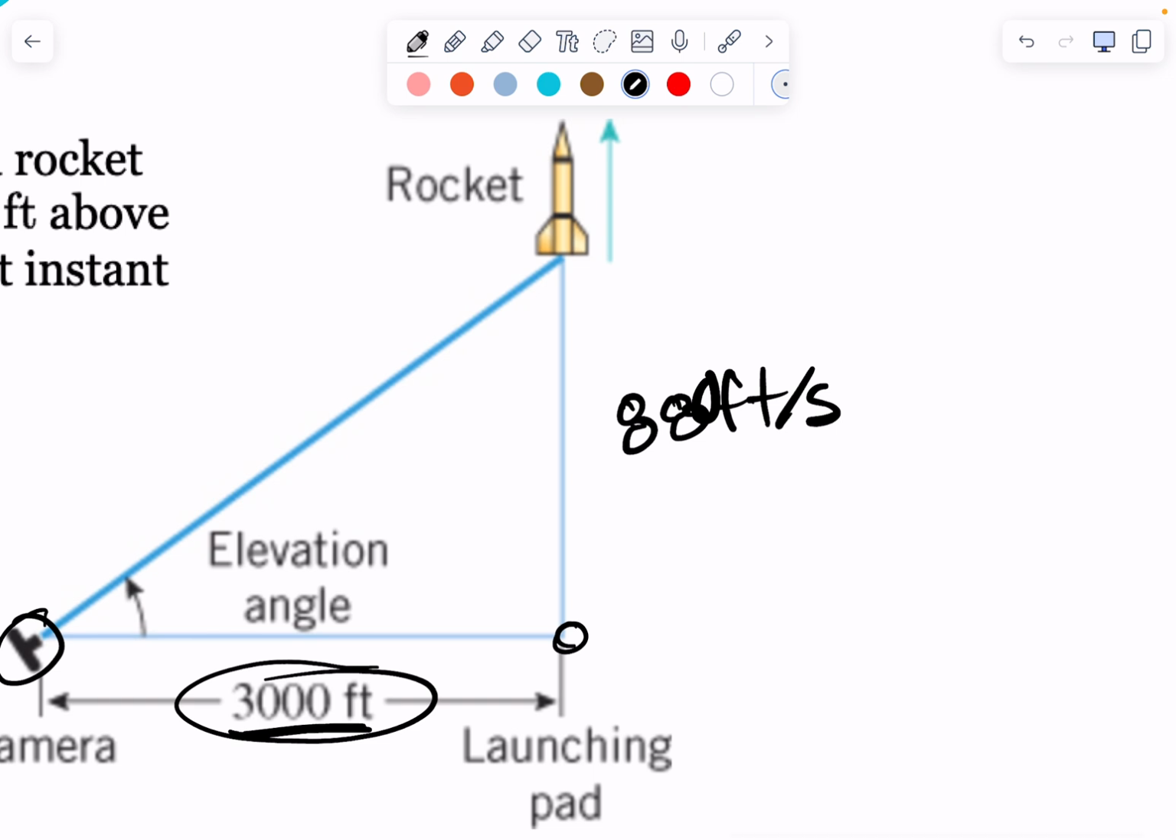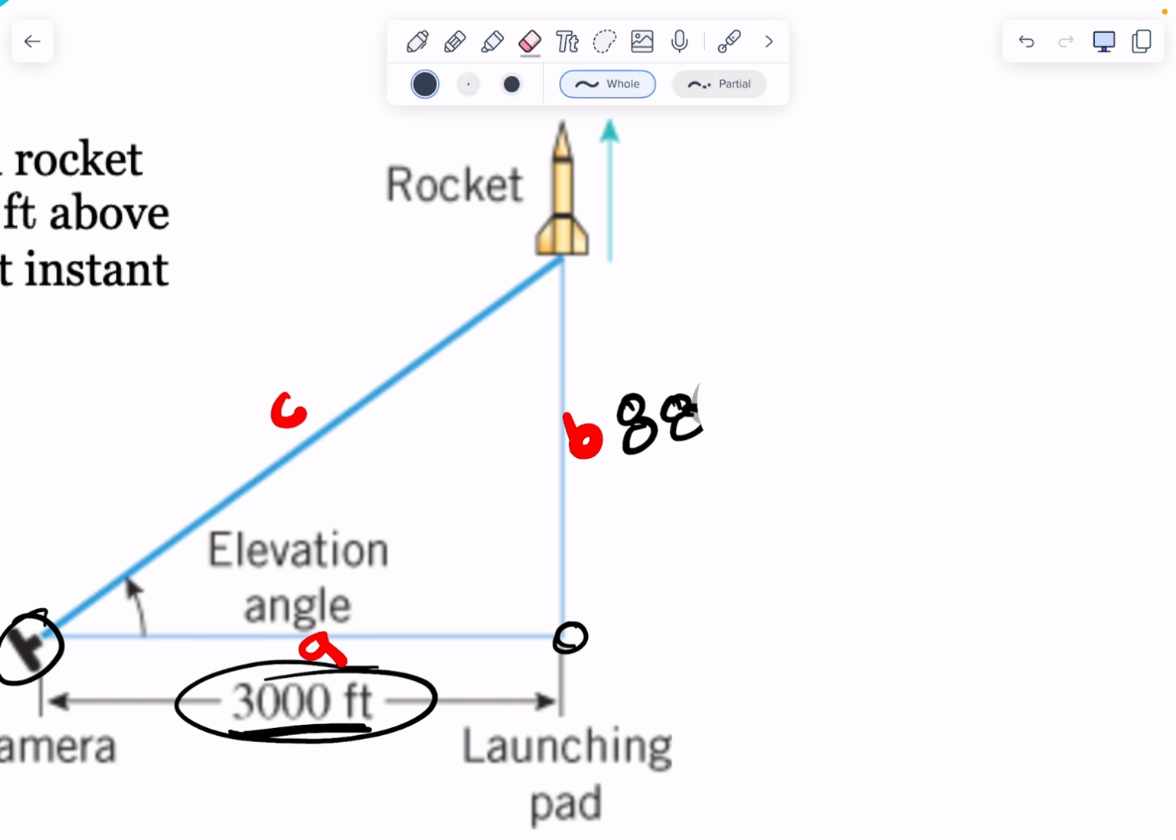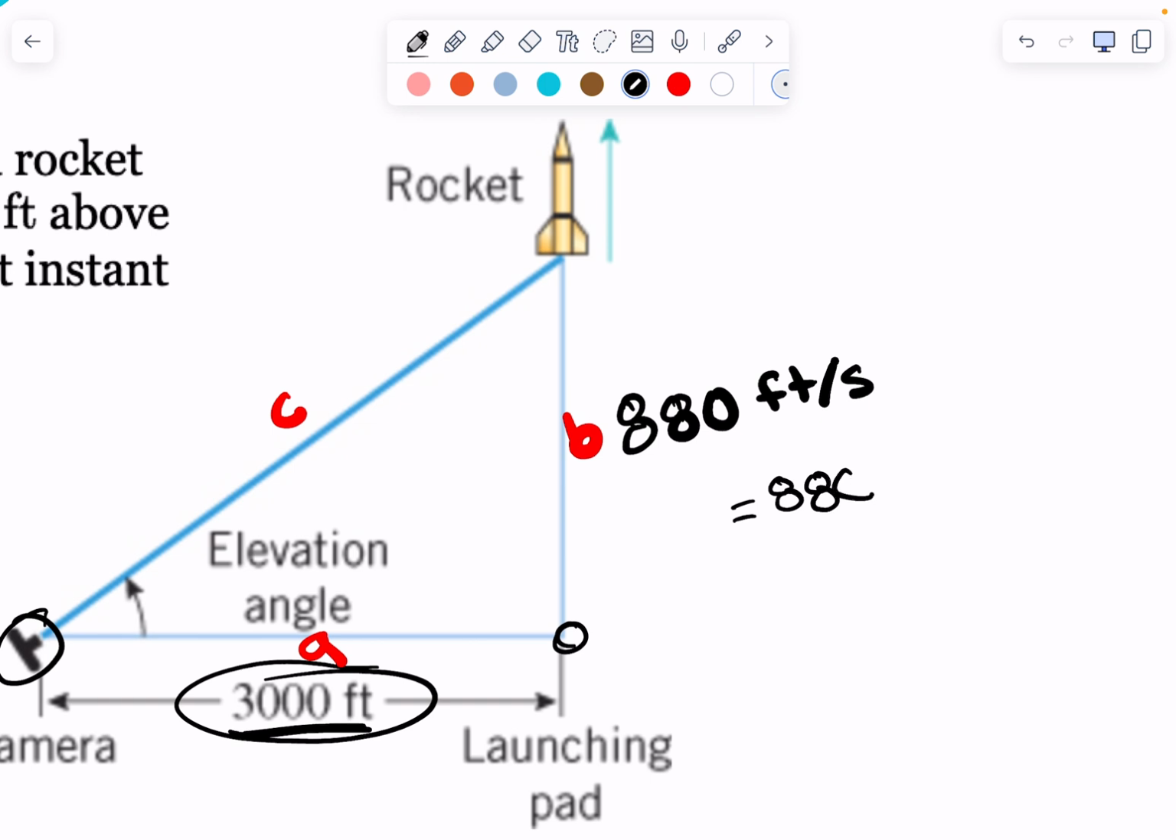First of all, let's name our sides. If we go on this a squared, b squared, c squared, what side is side A? The bottom one, side A. Okay, what's side B? This side one, and then C has to be here, right? Okay. So if this is 880 feet per second, that's how much that is changing. So B isn't 880. What is 880? The rate at which B changes, which is called dB dt. The rate at which B changes with respect to time is 880 feet per second. Does that make sense?